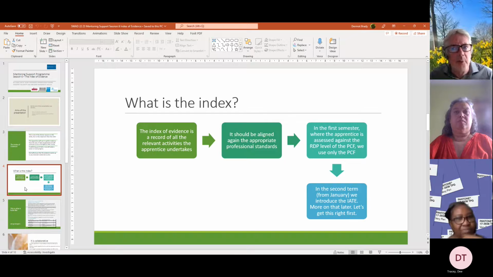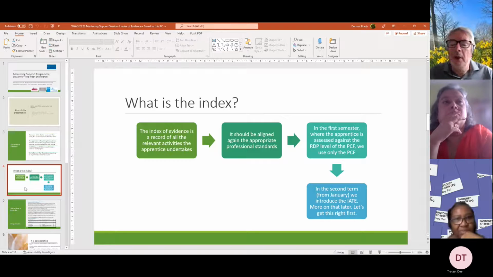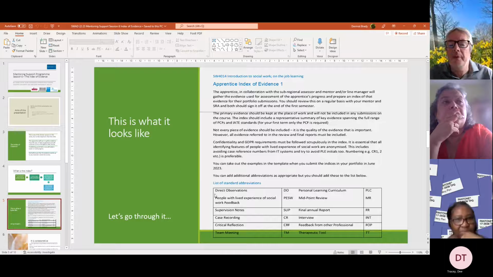Now, I'm not going to talk about the apprenticeship standards in any detail today because there will be a session towards the end of the year that will talk about them. Again, it will be quite brief, but you will have the documents to refer to so you know what that's about. So this is kind of what it looks like. You have a little bit of a spiel here talking about various elements of it.